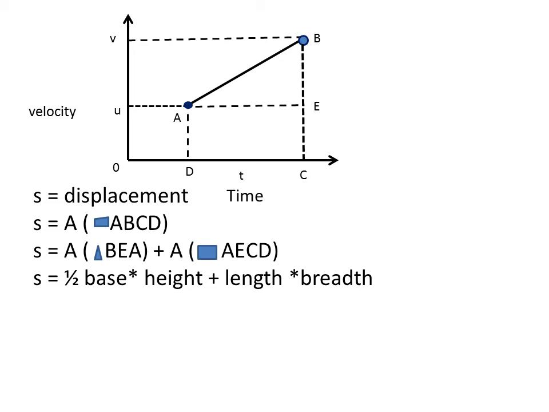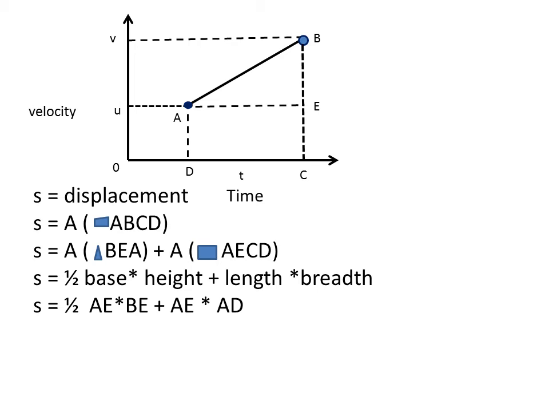So let us substitute the values now. Half base here, BEA. Look at the triangle BEA. What is base? Base is AE, right? And what is height? BE. Here AECD, in this rectangle, what is length? AE you can write, or even you can write DC. In the same way, what is breadth? You can write either EC or you can write down AD.